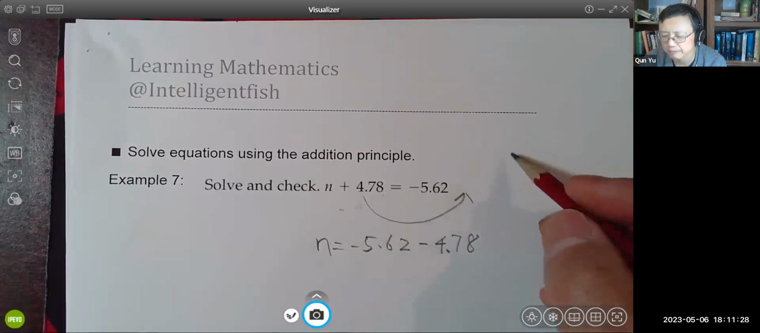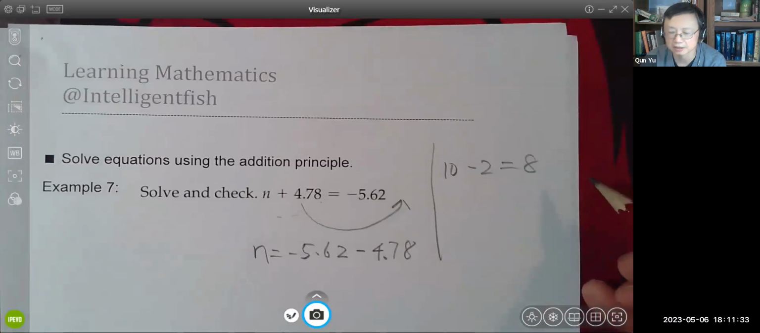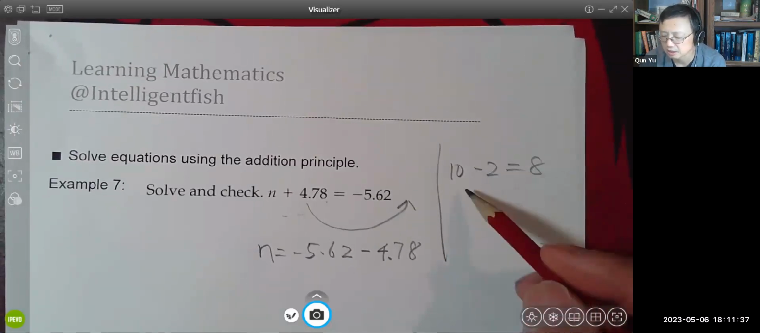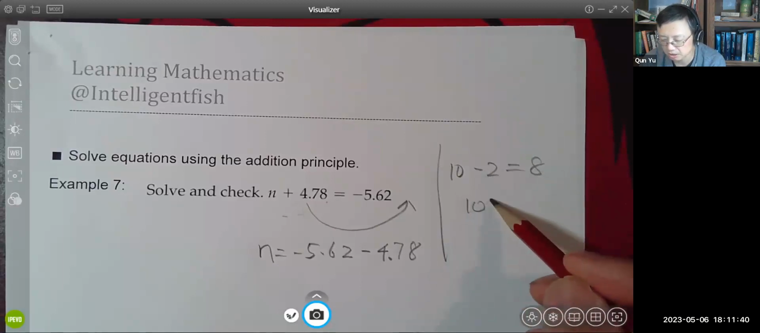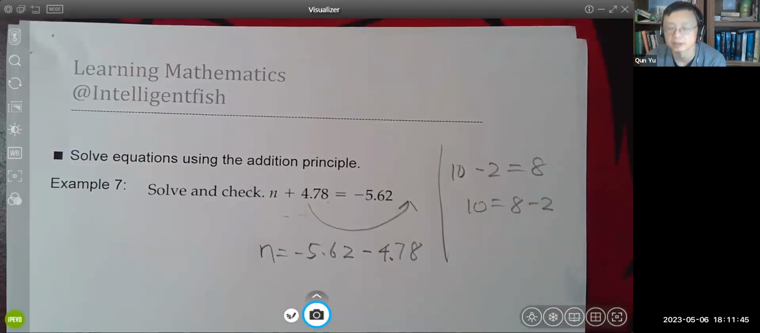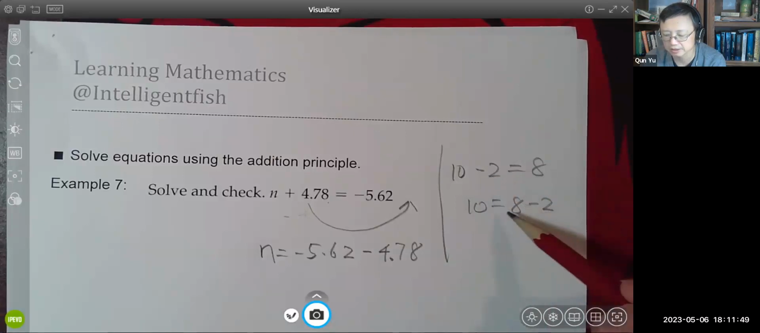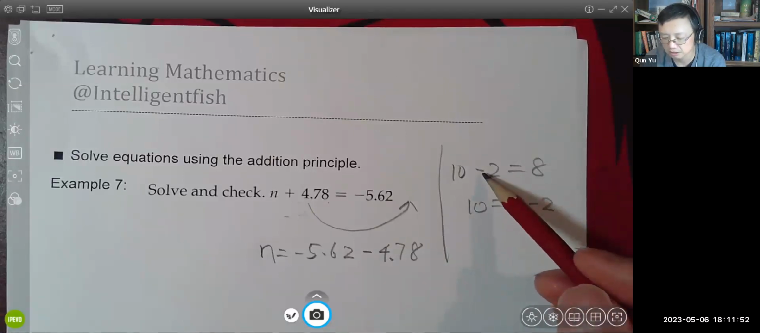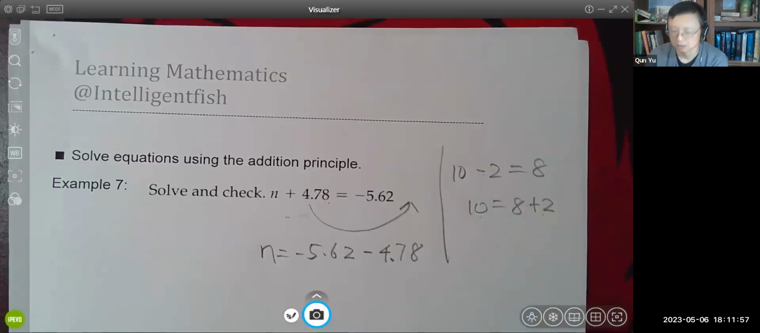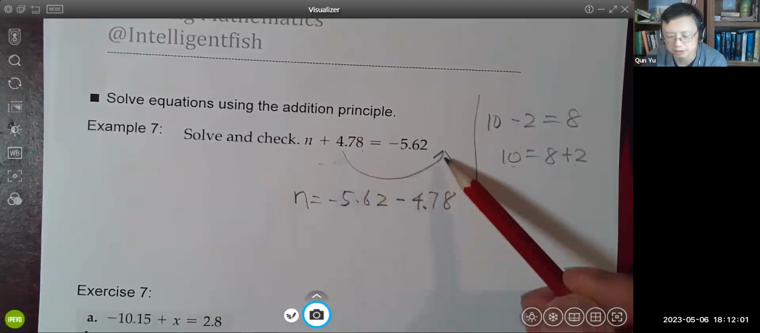Now let's do an analogy here. 10 minus 2 equal to 8. You know that's correct. Suppose I want to move this minus 2 to the other side. If I don't change the sign, okay? If I don't change the sign, it's not going to be equal anymore. I have minus, I still have minus after I move it. Without changing the sign, this is wrong. But if I change the sign to the opposite, it's still correct. So make sure you change the sign to the opposite after you move a term to the opposite side.